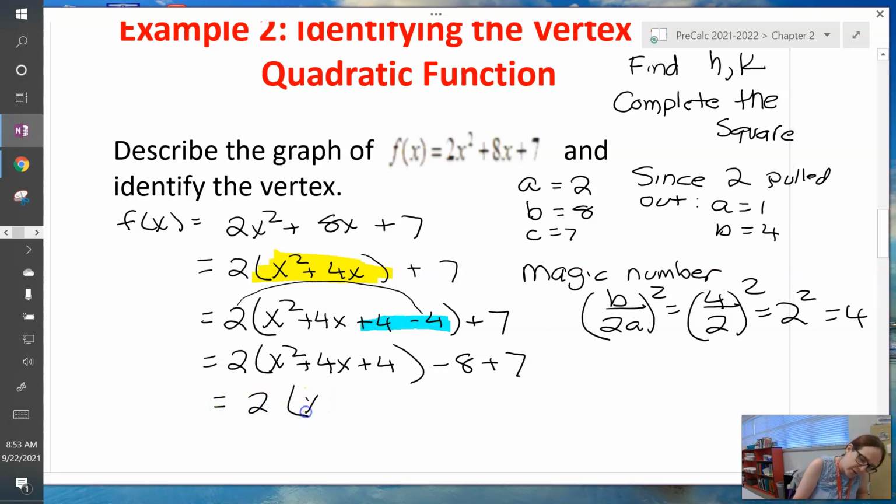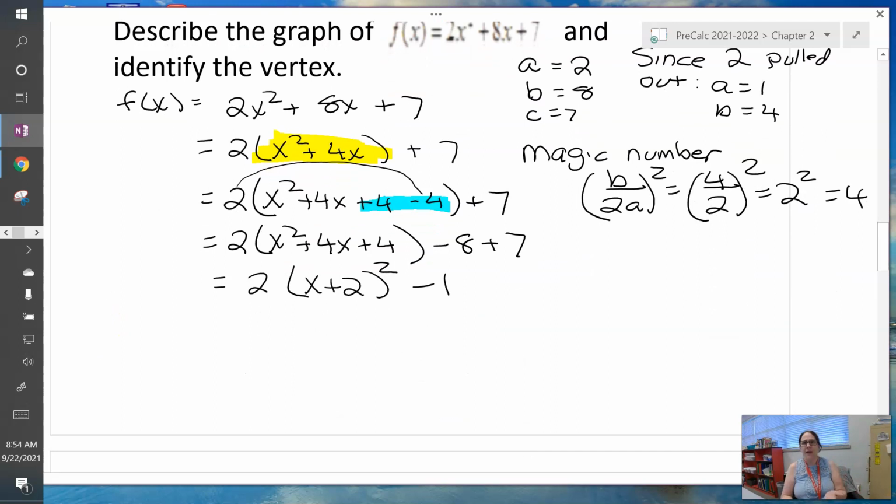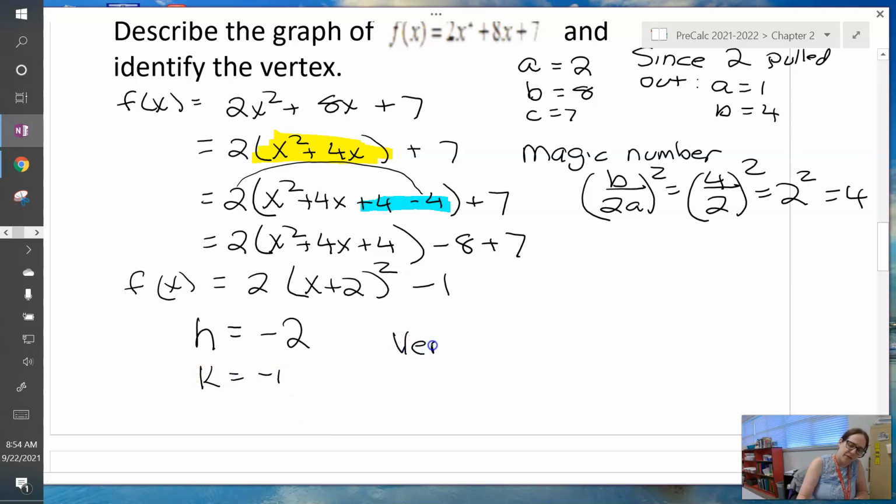And I can factor it to look like this, (x plus 2) squared. Outside of my parentheses, I have the negative 8 plus 7. That gives me a negative 1. And look at that. We have a, h, and k. Which means h equals, well, in here, it's a positive 2. Change the sign, make that negative. And then k is going to be negative 1. So our vertex is at the coordinates -2, -1.